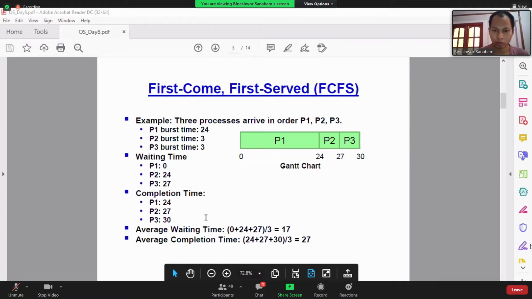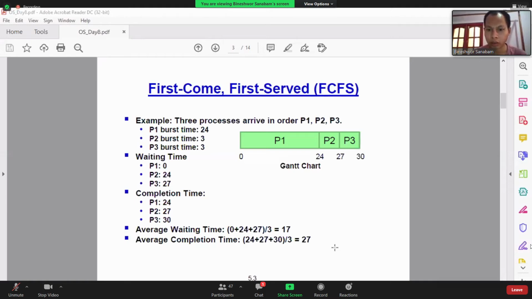So in this case it's 17, so 17 units of time. And for completion also, here you have the completion time. So addition of all those three, completion time divided by 3, it gives 27. Okay, so this is how your first come first serve scheduling works.